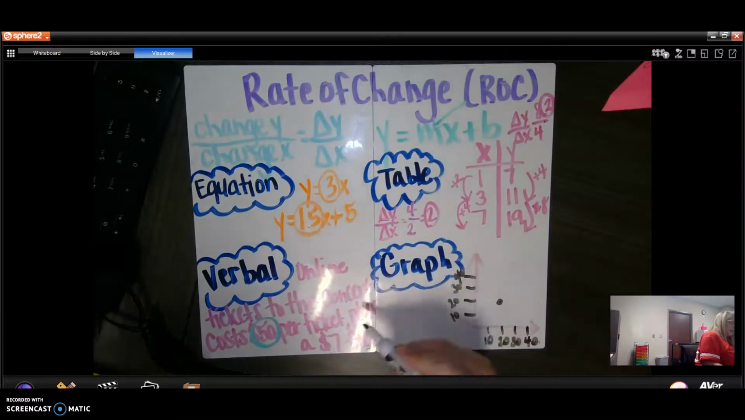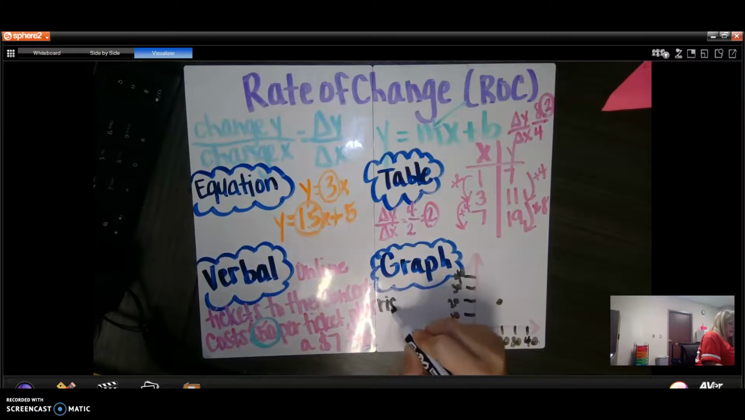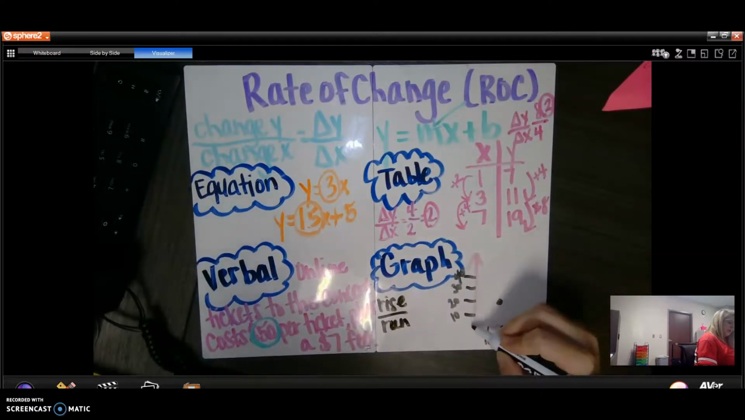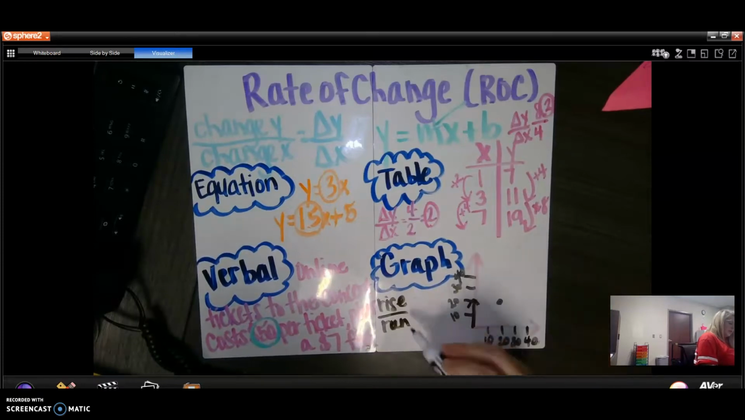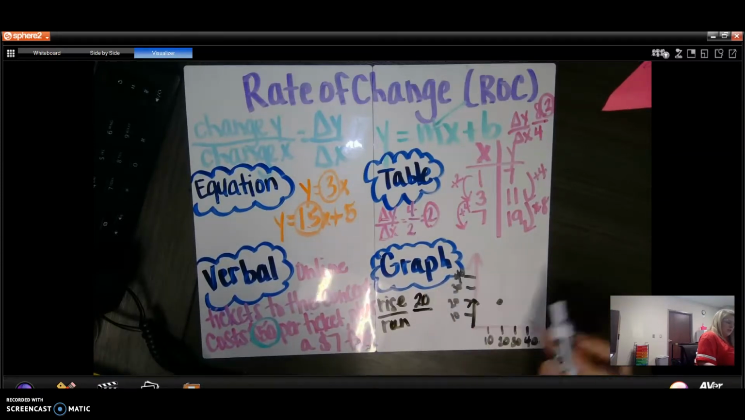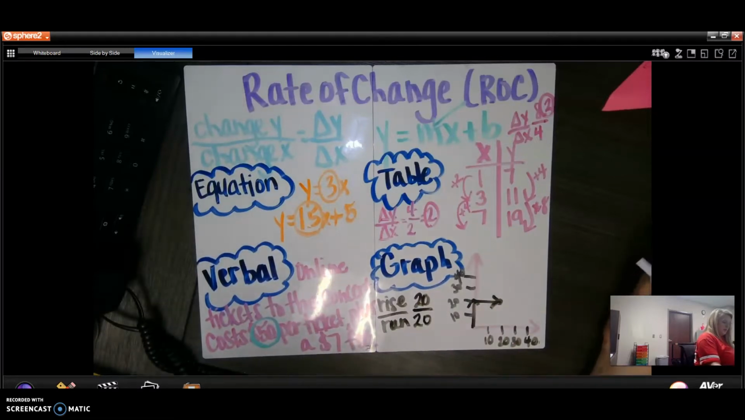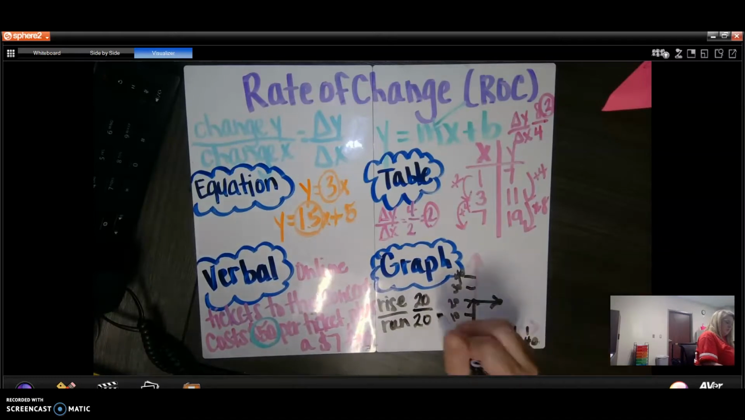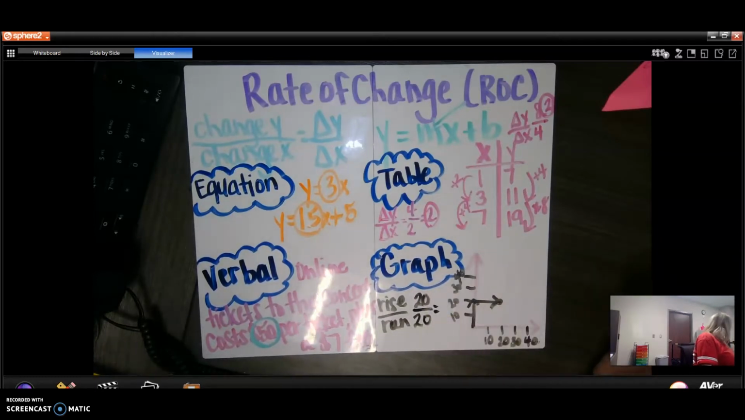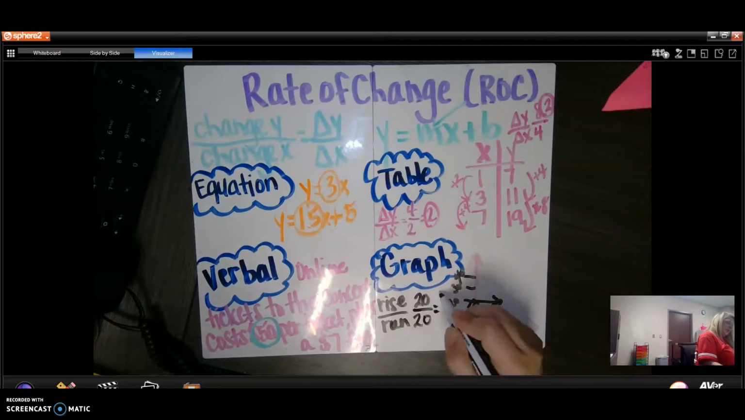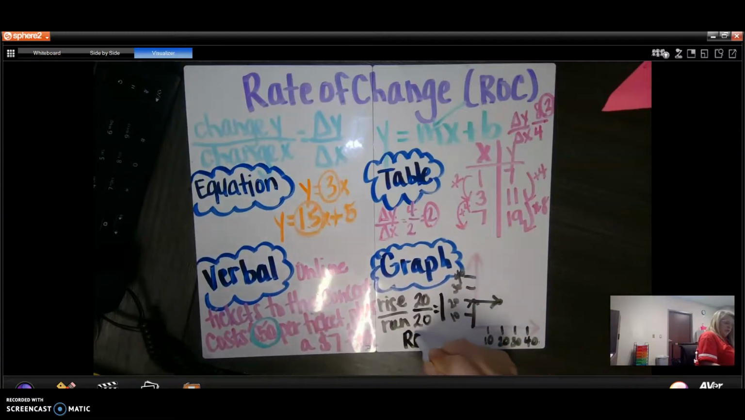Okay, so one way that we can determine the rate of change is to do the rise over the run, just like we talked about in class. So we would go up 20, so our rise is 20, and we would go over 20, so our run is also 20. And 20 divided by 20 would be 1. So the rate of change in this situation would be 1.